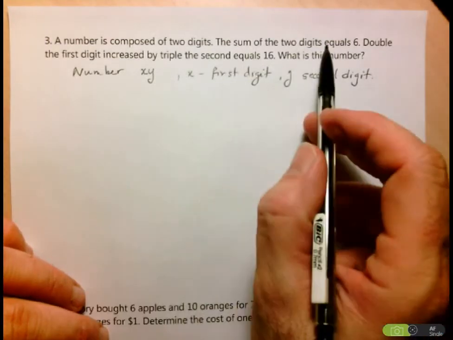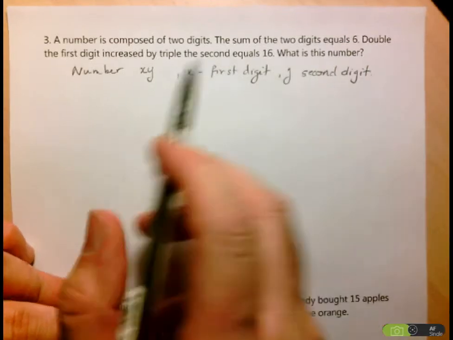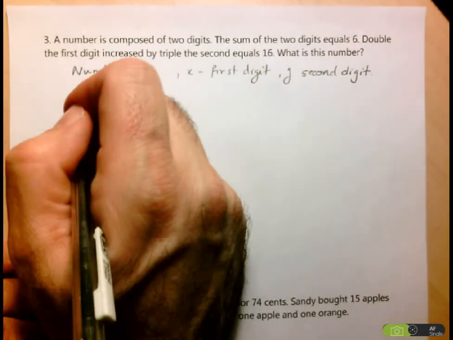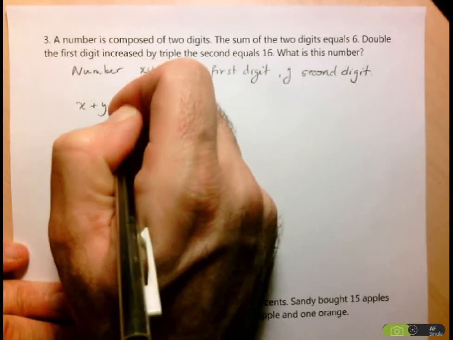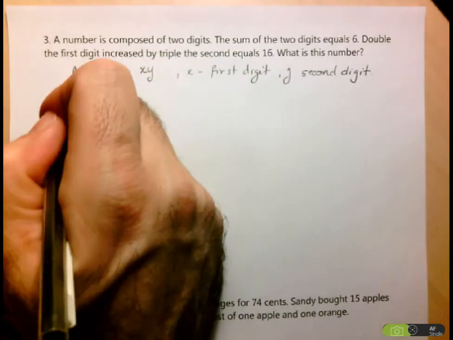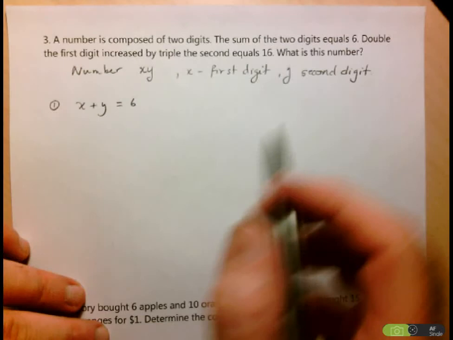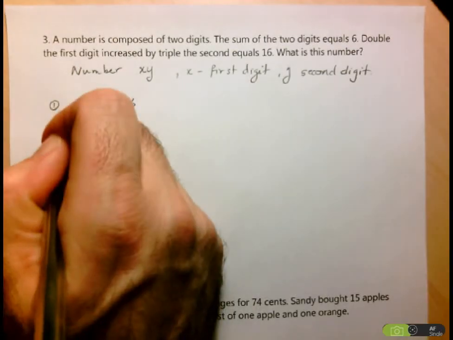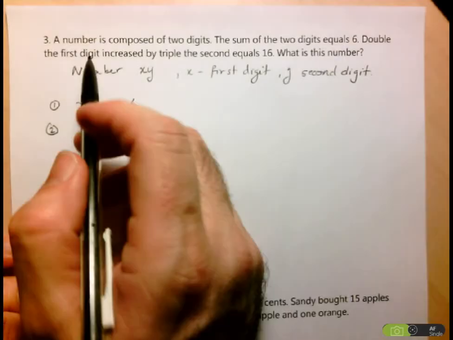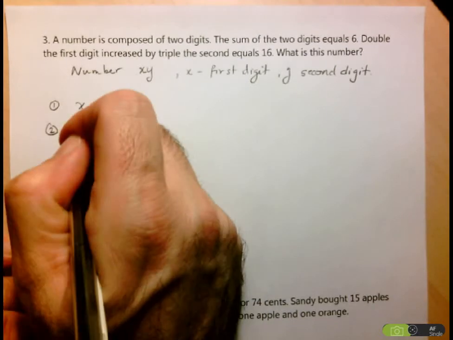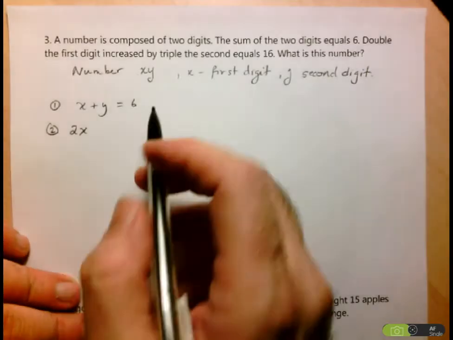So the sum of the 2 digits equals 6. So I take my 2 digits, x and y, and the sum, x plus y, is equal to 6. And there you go, there's equation 1. Then double the first digit. So equation 2, double the first digit, so it means x multiplied by 2. That's what doubling is.